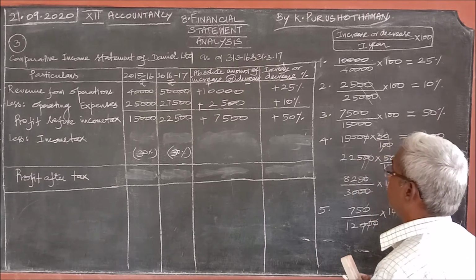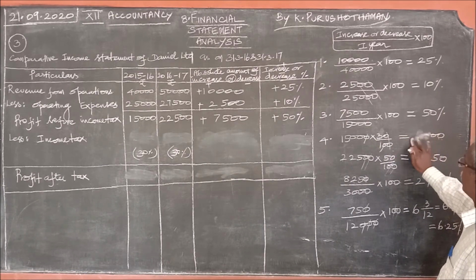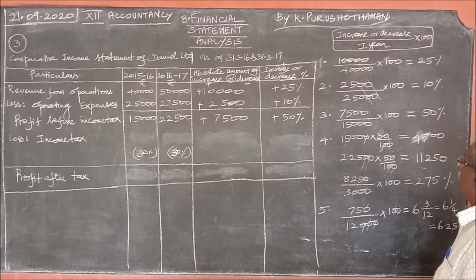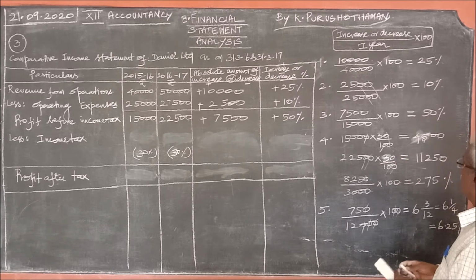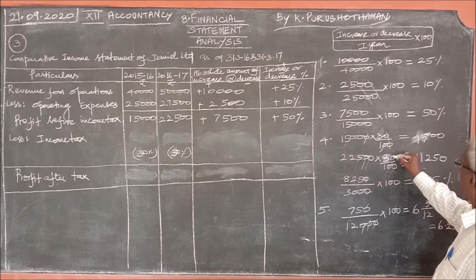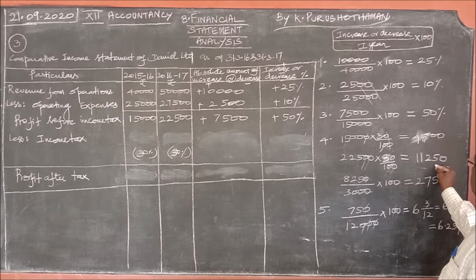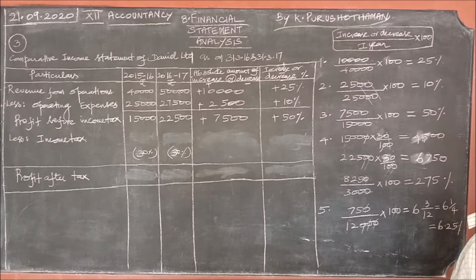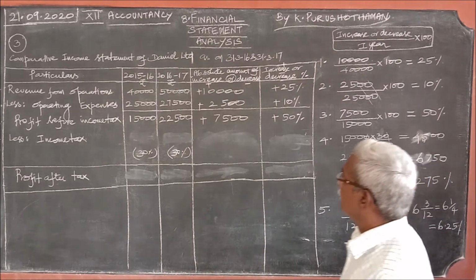25,000, 27,300, right. 15,000 into 30 by 100 is 4,500, and 22,500 into 30 by 100, that is what we should do. 3 into 5, 15, 3 into 2, 6, 6,750. 6,750, right. This is the income tax.